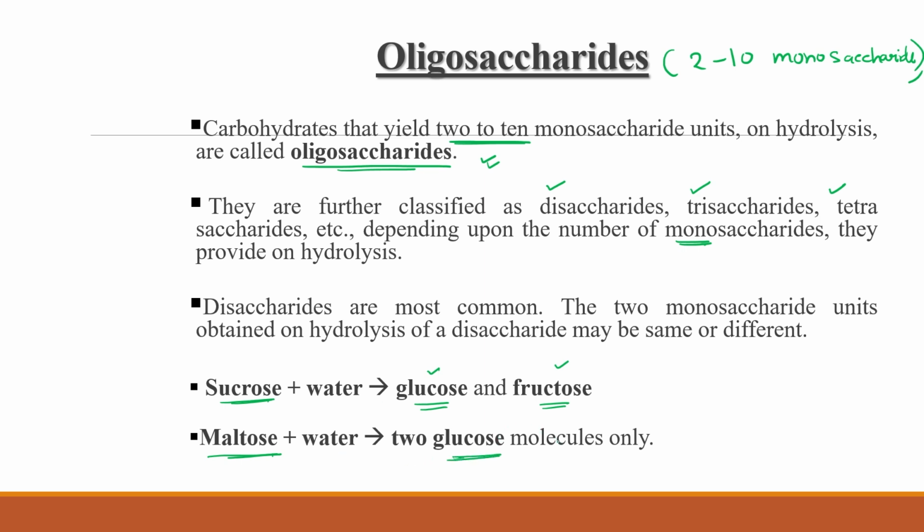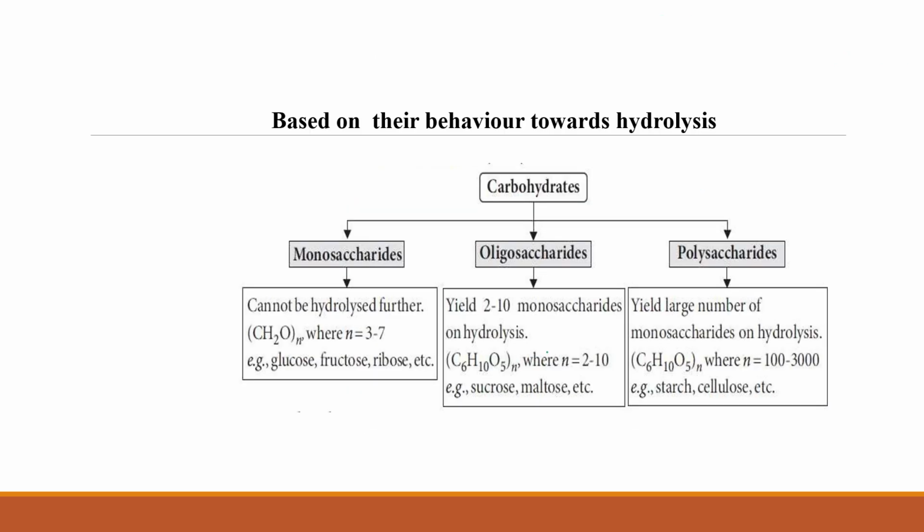So on hydrolysis we get monosaccharides. It is not essential that both molecules are of the same category. The type of molecule may be the same or may be in a different category. We just have to remember that in oligosaccharides, 2 to 10 monosaccharide units are there. Clear? Okay.